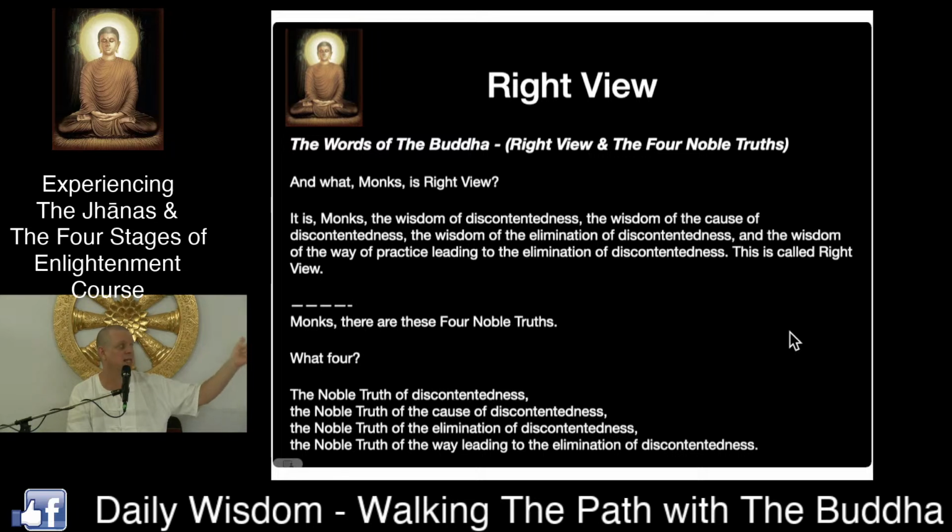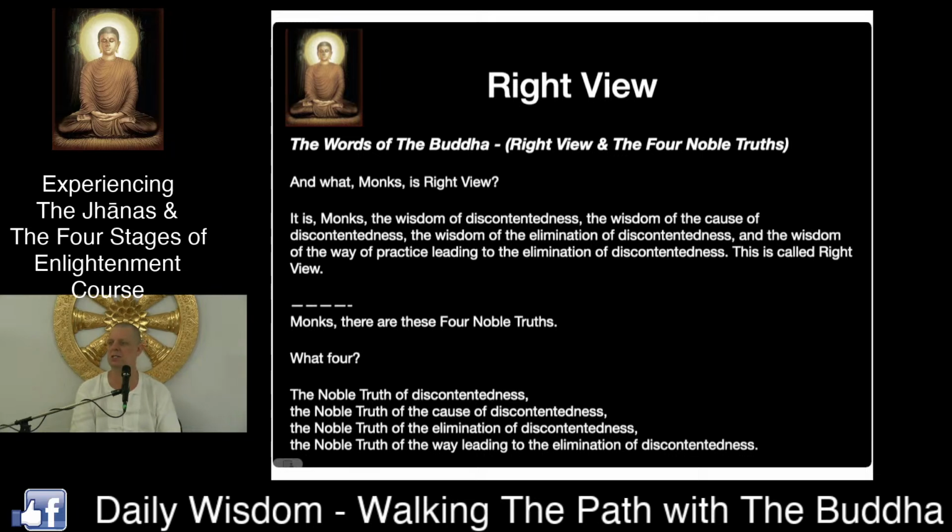He's saying that is right view. He's saying, "In what, monks, is right view? It is, monks, the wisdom of discontentedness, the wisdom of the cause of discontentedness, the wisdom of the elimination of discontentedness, and the wisdom of the way of practice leading to the elimination of discontentedness. This is called right view."